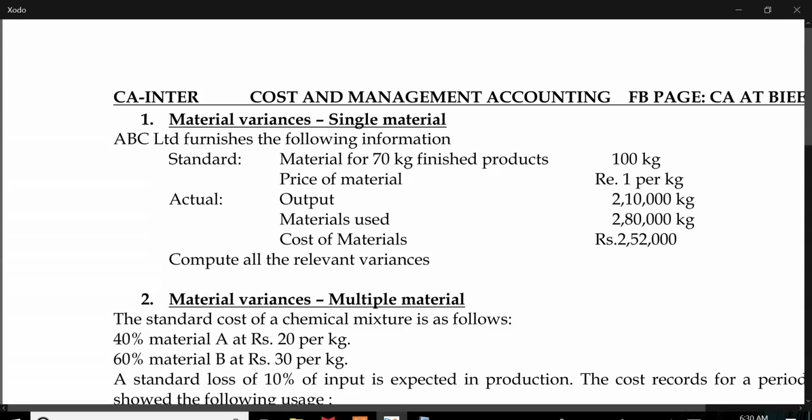analyzes the reasons for variation in profit and fixes up responsibility for the same.